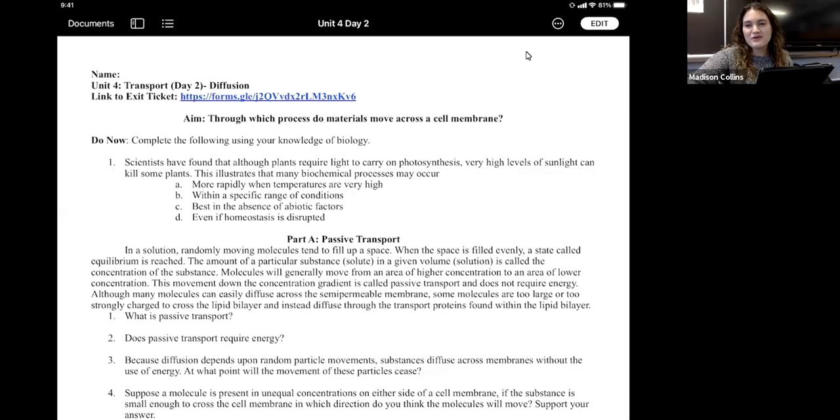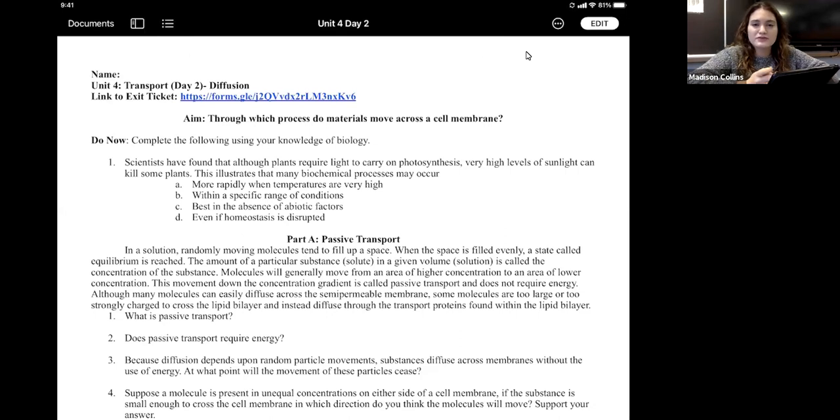Welcome back. We are now on to day 2 of Unit 4. So remember, this unit is all about transport of molecules across the cell membrane. Yesterday, we talked about the cell membrane. So today, we're going to be talking about the very first form of transport that you guys need to know. So with that being said, today's aim is: through which process do materials move across the cell membrane?